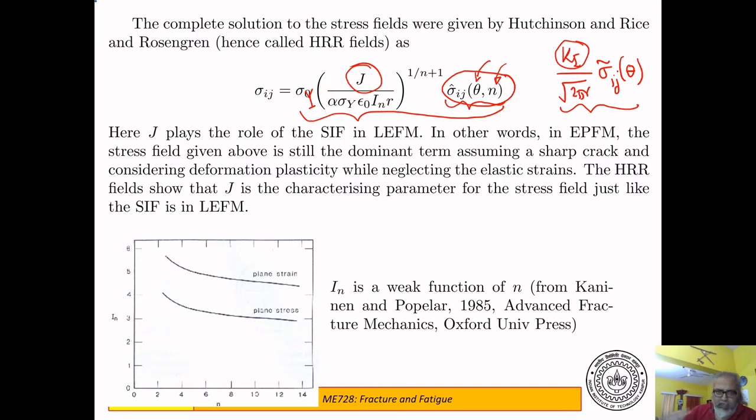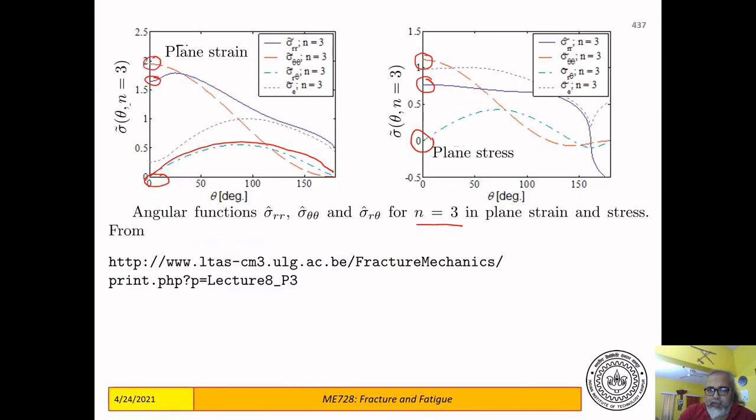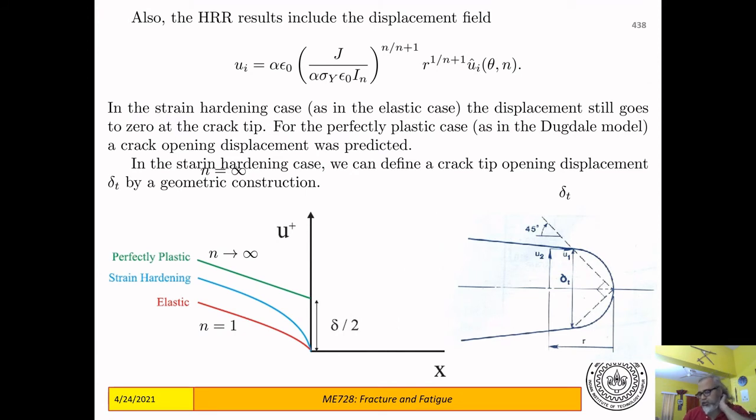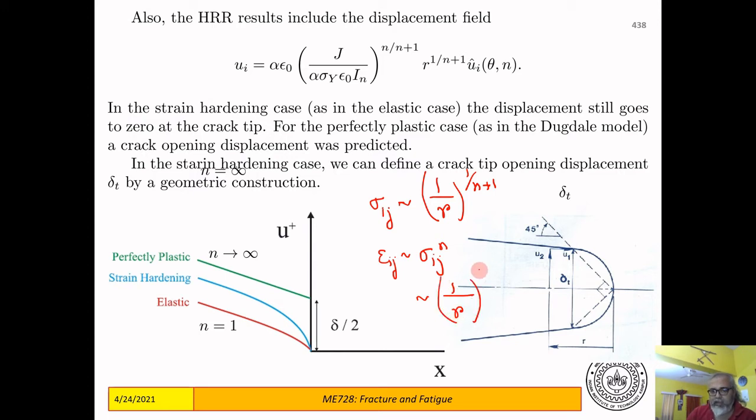Now you can also find the displacements, and if you again look at the scaling, sigma ij scales with r as 1 by r to the power 1 by n plus 1. Epsilon ij scales as sigma ij to the power n, which means it scales as 1 by r to the power n by n plus 1, right?